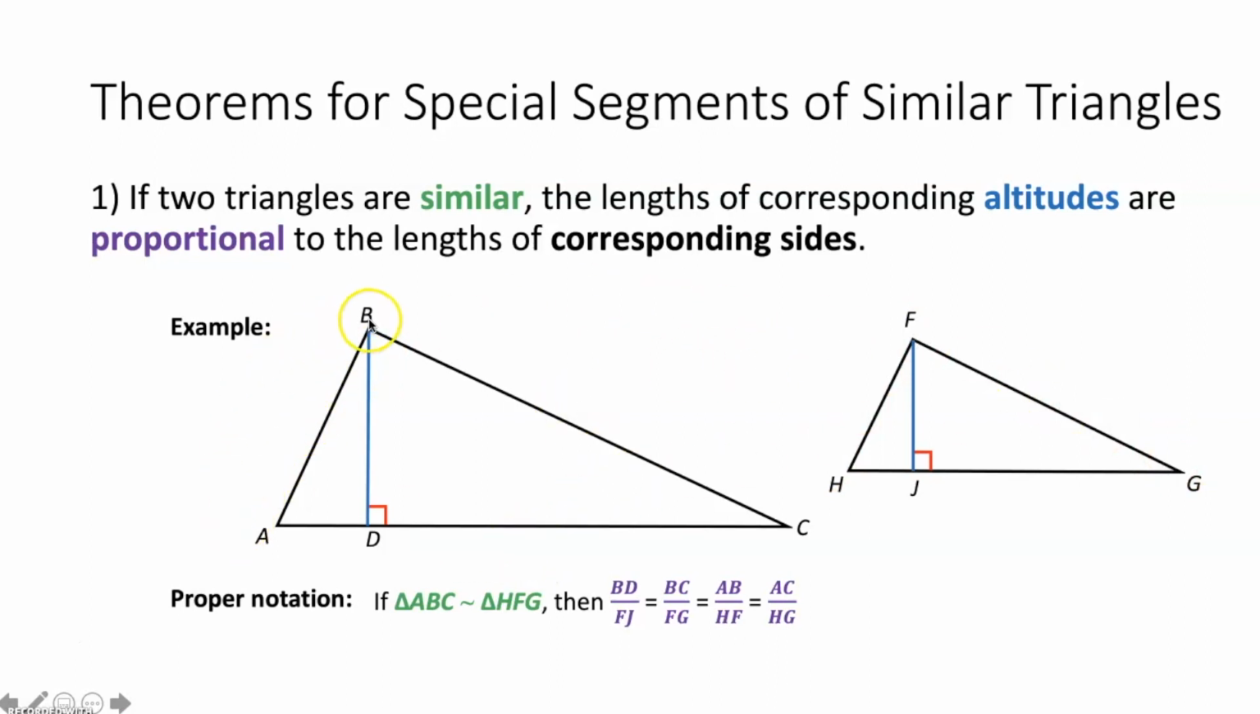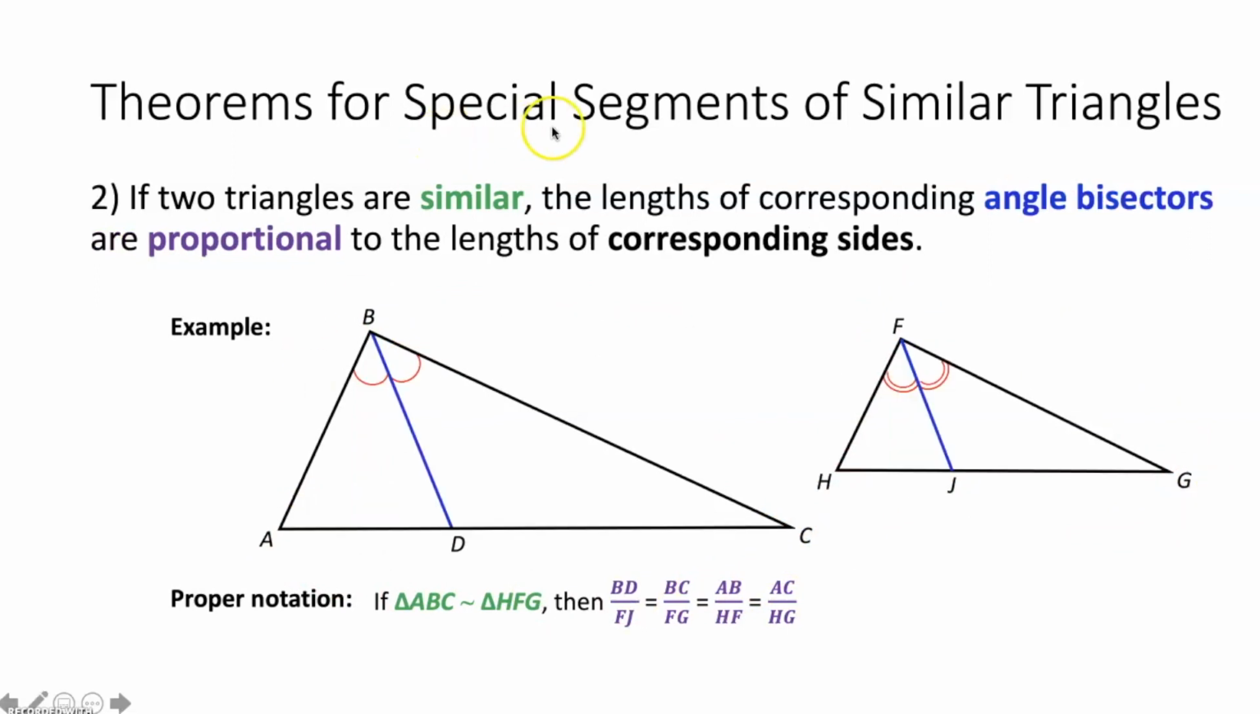So the measure of segment AB over the measure of segment HF equals the measure of segment BC over the measure of segment FG, which equals the measure of segment AC over the measure of segment HG. All this is saying is that the length of the altitudes are also proportional to the corresponding sides. So the measure of segment BD over the measure of segment FJ is equal to the measure of segment AB over the measure of segment HF, which is equal to the measure of segment BC over the measure of segment FG, which is equal to the measure of segment AC over the measure of segment HG.